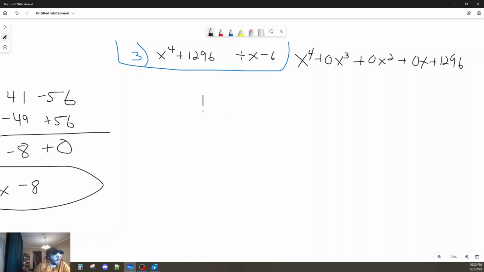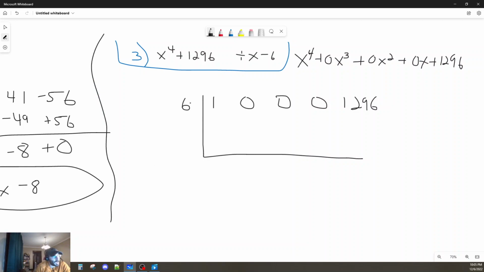So we got our little box that he sets up, and the coefficient in front of x to the 4th is just 1. Coefficient in front of all this other stuff is 0. So a 0 for that, a 0 for that, a 0 for that, and a 1296. Okay, and on the outside is the opposite. You have minus 6, he puts a positive 6, as you put the opposite for this method. Alright, he always drops the first one, so he just drops the 1.